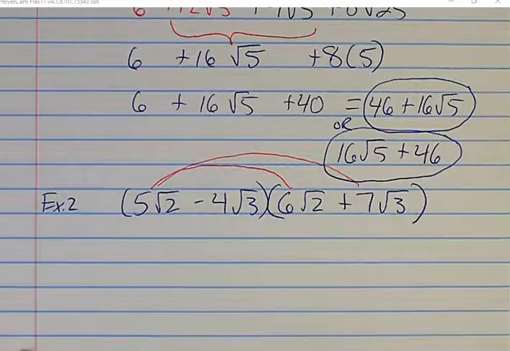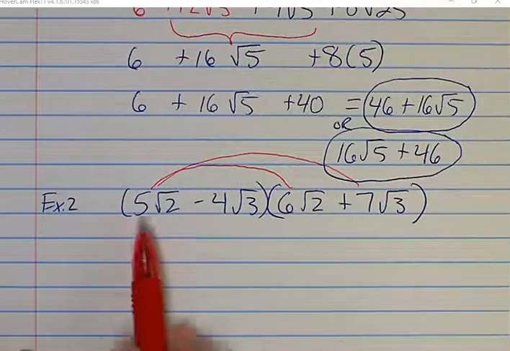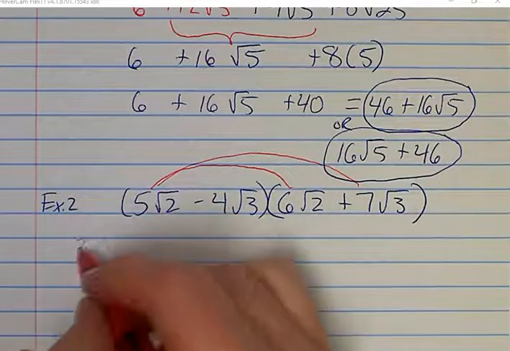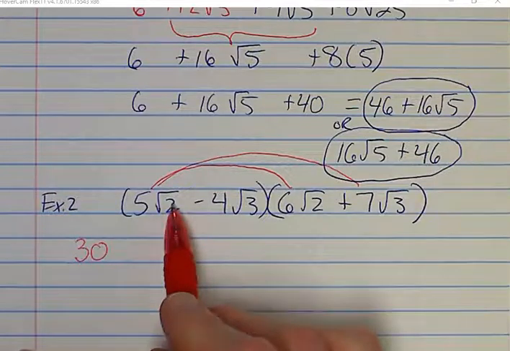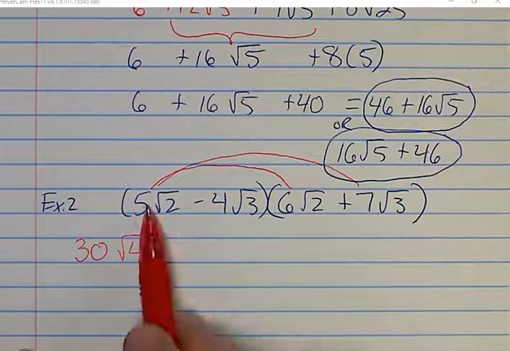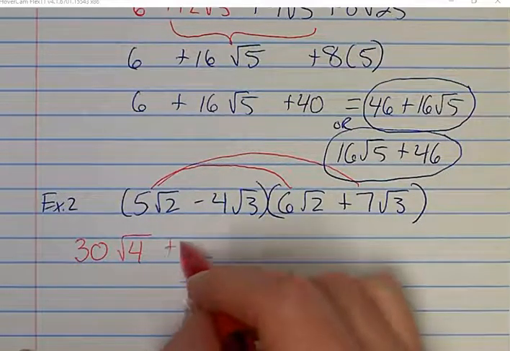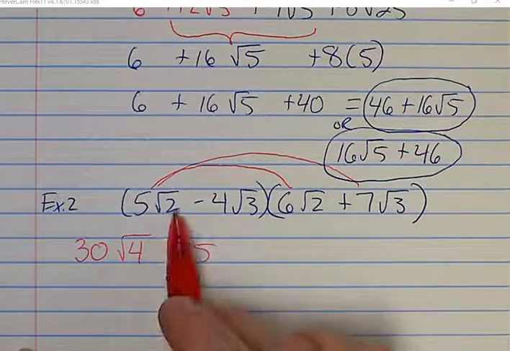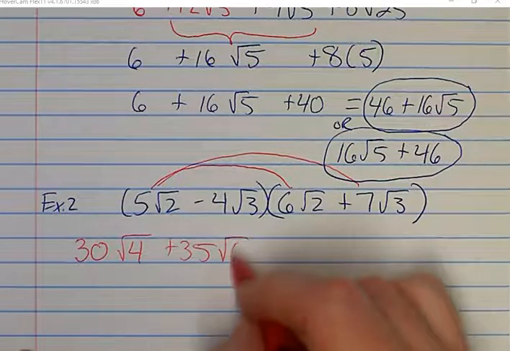Okay, and for this one again, it's just doing the full method. So first thing is, we have 5 times 6 for 30. You've got square root of 2 times square root of 2, make that square root of 4. 5 times 7 for 35. Square root of 2 times square root of 3 will be square root of 6.